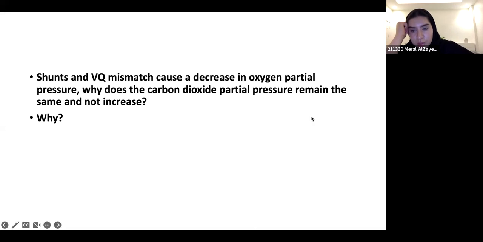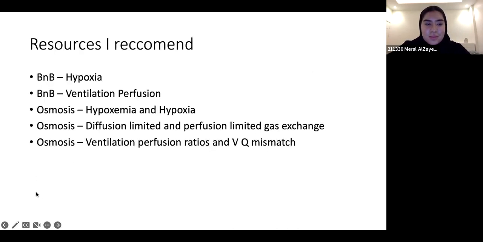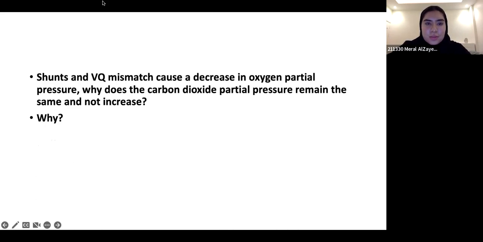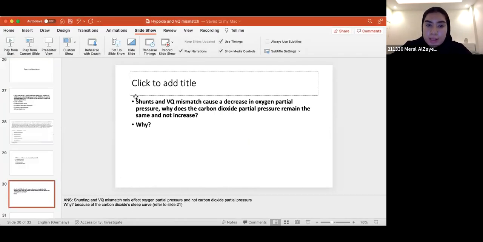Yes, we don't lose a lot in carbon dioxide partial pressure. Exactly. You guys are very smart, mashallah. Okay, the answer I was looking for first is here, I wrote it down. Let me just make sure of what I'm saying. Okay, so the answer to the first question is that shunting and VQ mismatch only affect oxygen partial pressure and not carbon dioxide partial pressure.